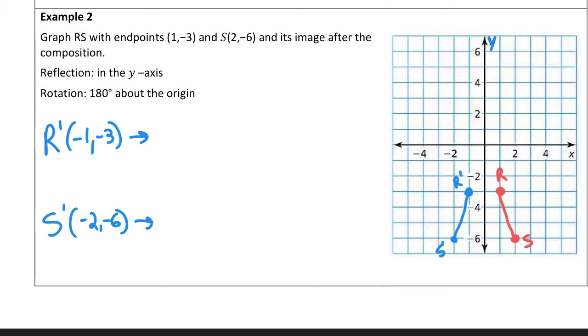So if I'm going to rotate this 180 degrees about the origin, it's just using that rule we had before. So the image of our image is going to be 1, 3, and then 2, 6. Remember, rotating 180 degrees just changes the sign. So I'm going to do our image of our image, our final destination here, at 1, 3, and 2, 6. And I'm going to connect those points.